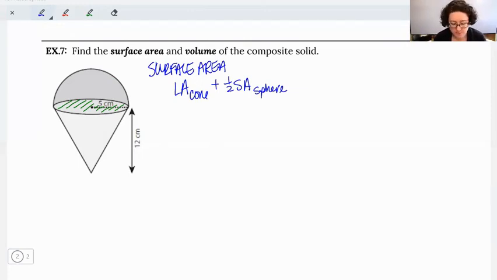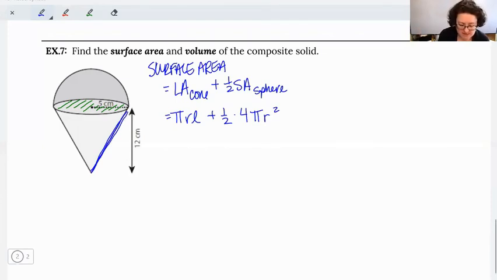So again, let's plug our info in as we know it. So let's see, lateral area of the cone. Again, same formula as what we had before. That's going to be pi r L plus 1/2 the surface area of a sphere. Well, that formula is 4 times pi times r squared. Wait a second, I don't have all the info I need. The slant height is this piece, but the 12 that's being labeled is straight up and down. Technically, that's this piece here. What kind of shape do we need to use?